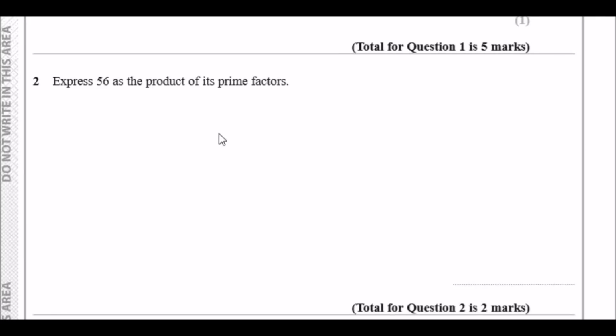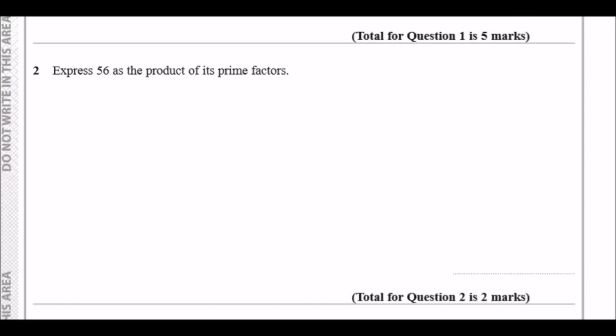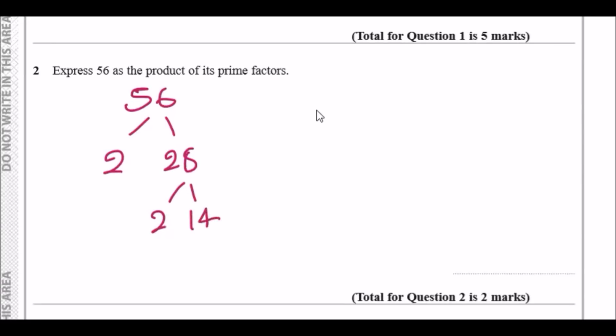Right, what do we have here? Express 56 as a product of its prime factors. Okay, so first things first, write down 56 and then just use a factor tree method and start breaking it apart. One thing about 56, we know that it's an even number, so break into 2, so it'll be 2 times 28. That's the first thing. Break down 28 is 2 and 14. Break down 14 is 2 and 7. And that's it.